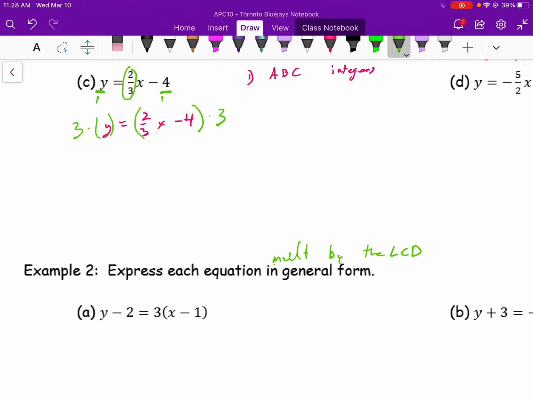Now I multiplied both sides by 3 because I need to maintain equality. Now 3 times y is 3y. Now remember from last year, when you have a constant multiplying, this is a binomial and this 3 is a constant, your constant needs to multiply both terms of your binomial. So 2 over 3x times 3 minus 4 times 3. Now, this is going to be 3y. Now, 2 over 3x times 3 will just simply be 2x.